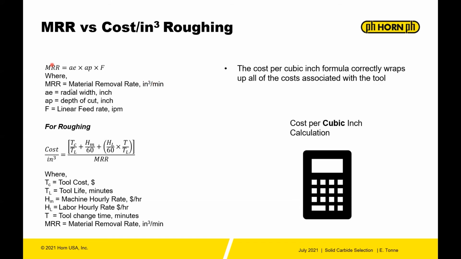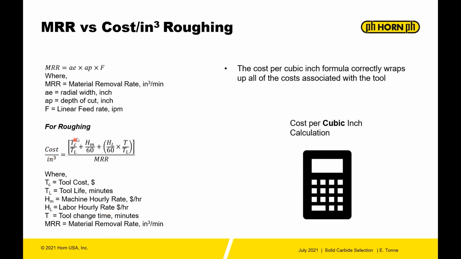So in the formula here, the AE is the radial width, the AP is the depth of cut, the F is your linear feed rate in inches per minute. And the other part of this formula is all your cost. So your labor rate, your machine rate, how long it takes you to change a tool, and so forth. So the end result is you're going to have cost per cubic inch. So on the bottom here, you put the cubic inches.